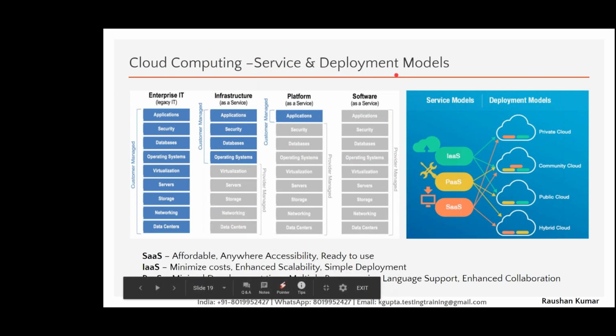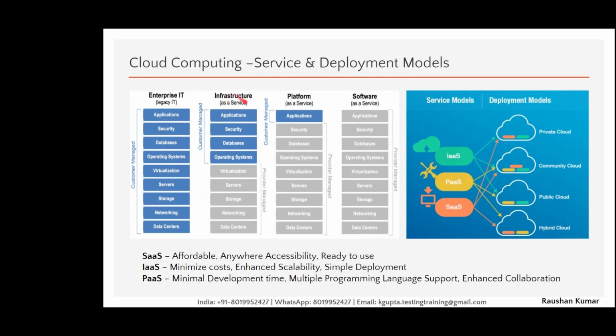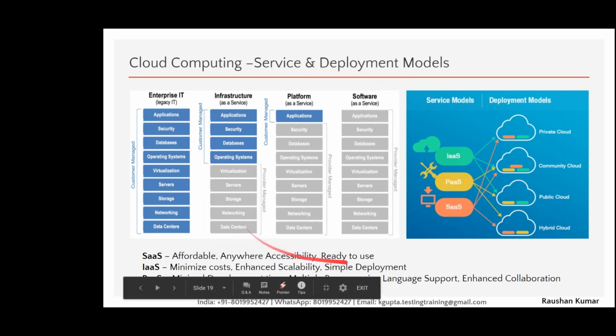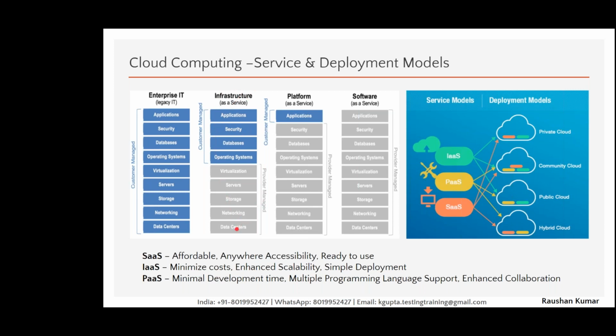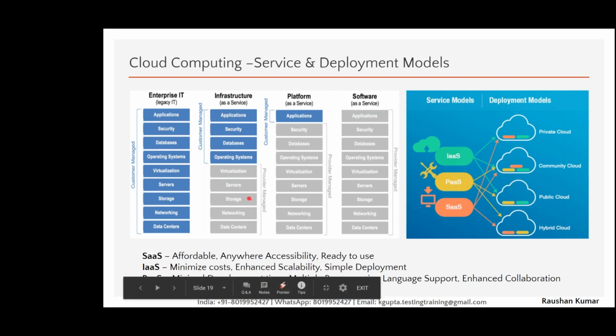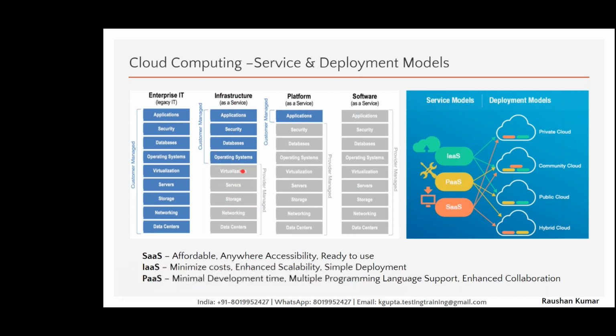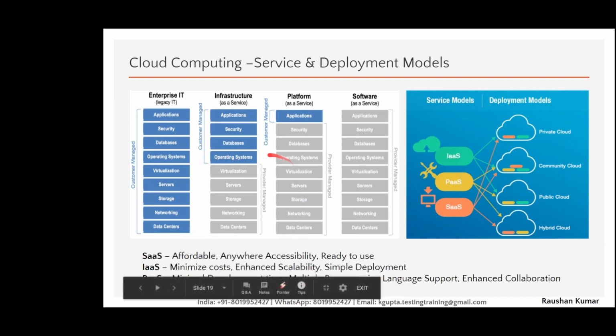And we can leverage cloud in three ways. We have something called infrastructure as a service, platform as a service, and software as a service. So these are called service models. In the infrastructure as a service, your data center, networking, storage, servers, and virtualization are managed by the cloud service provider. They manage it.